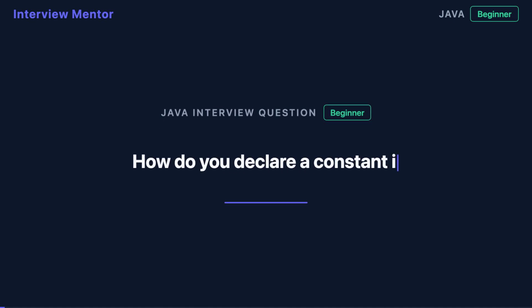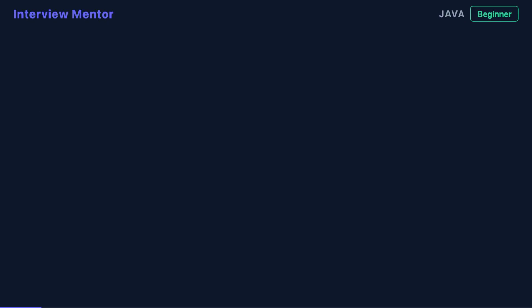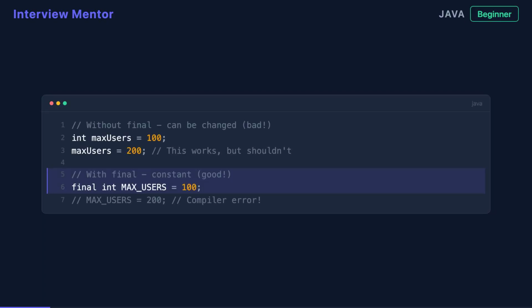What happens when you forget one keyword and your supposedly fixed value gets changed halfway through your program? In Java, declaring constants correctly prevents this exact nightmare scenario. The foundation of Java constants is the final keyword.